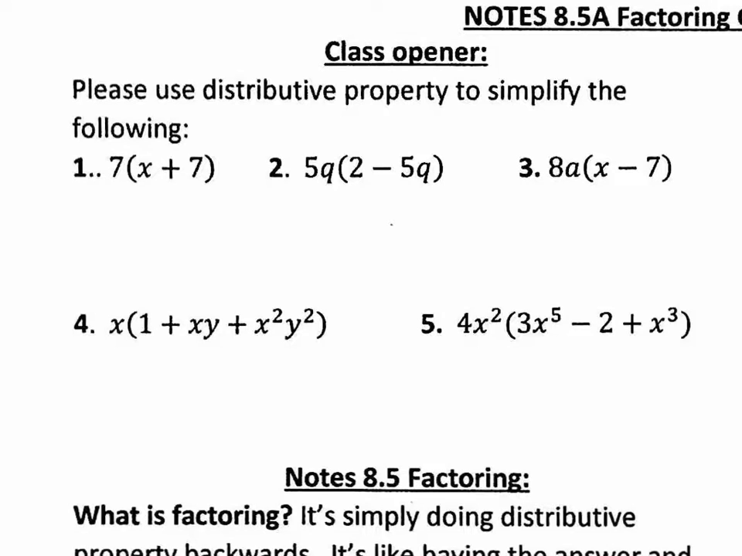This whole class opener is on distributive property, and it's even easier than what we did yesterday, because right here we're just distributing one monomial into a polynomial, right? So on number 1, on this class opener, we have 7 times x, that is 7x, and then 7 times 7, that's positive 49, and we're done, okay?